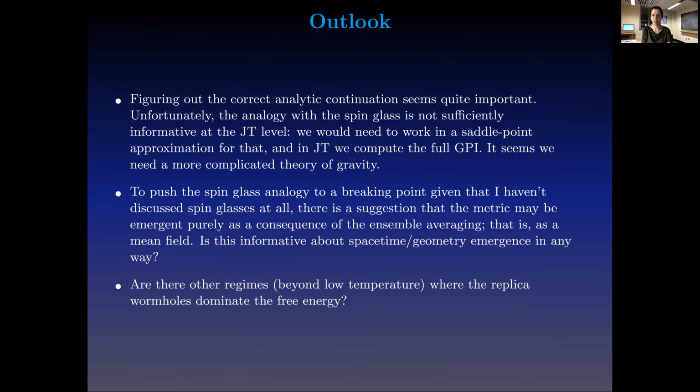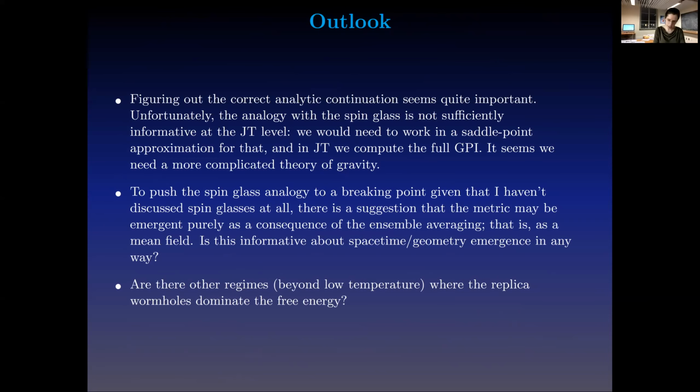Now, unfortunately, the analogy with the spin glass, and I think the word analogy is quite strong, we really should be saying the parallels with the spin glass, is not sufficiently informative at the JT level. The reason is that in spin glasses, we need to work in the saddle point approximation. So that's how everything is done in the saddle point approximation. And in JT gravity, we compute the full gravitational path integral. So it looks like we have a bit of a conservation of misery situation where it looks like we need a more complicated theory of gravity for this analogy to really work out. But if we do that, then we have way worse control over the gravitational path integral. So we have to work around this conservation of misery issue.